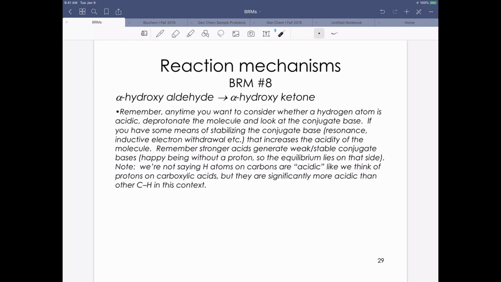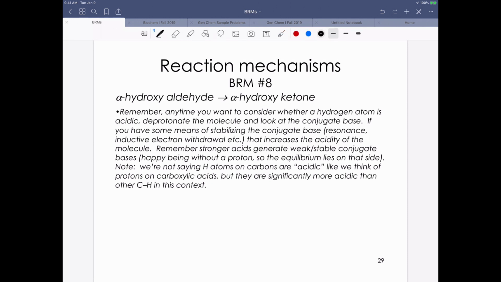And so anytime you want to consider whether a hydrogen atom is acidic, what you want to do is deprotonate the molecule, look at the conjugate base, and if there's some means of stabilizing that negative charge on that conjugate base, maybe it's resonance, maybe it's inductive electron withdrawal, that is going to help increase the acidity of that molecule.